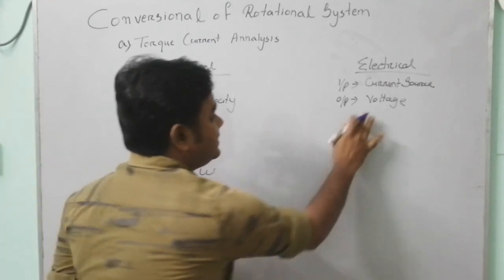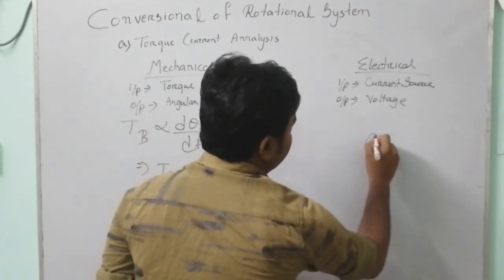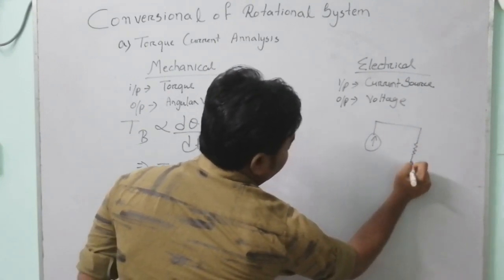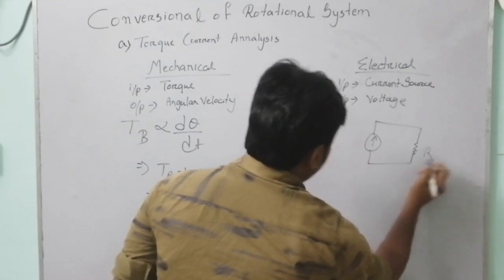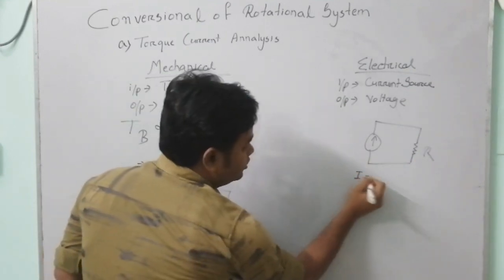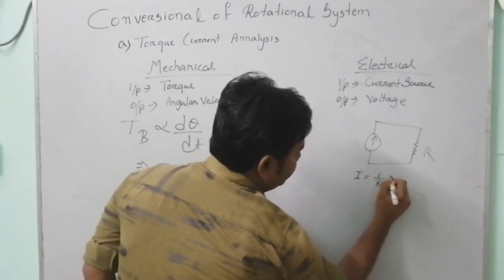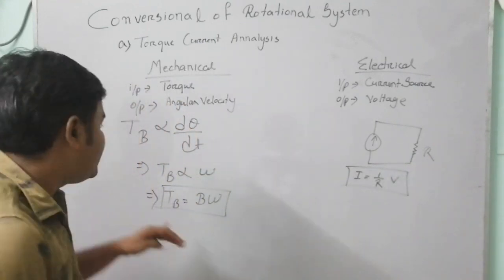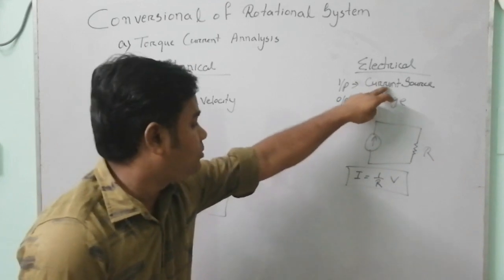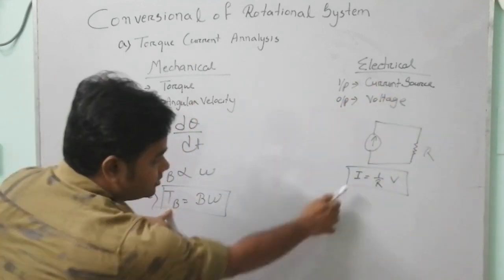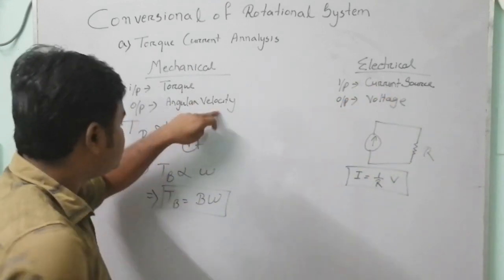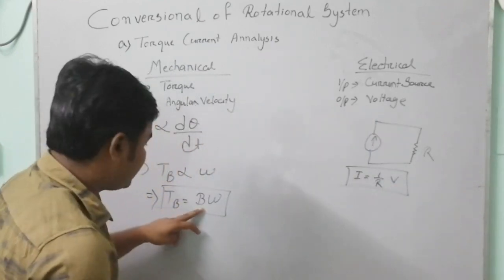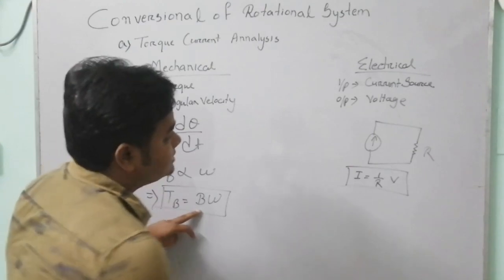On the electrical side, the input is the current source and the output is the voltage across, and the element present is a resistor. That implies I is equal to 1 by R into V. So the torque T of B is converted into current I, the angular velocity omega is converted into voltage V, and the friction constant B is converted into 1 by R.